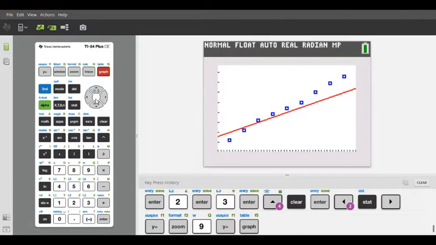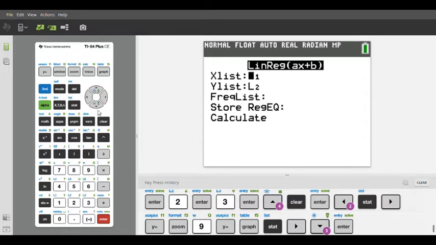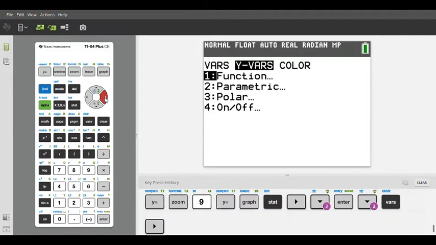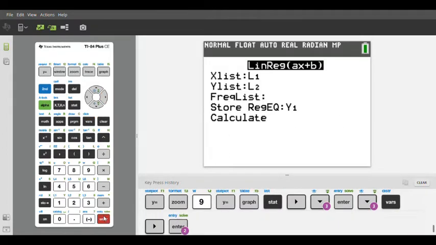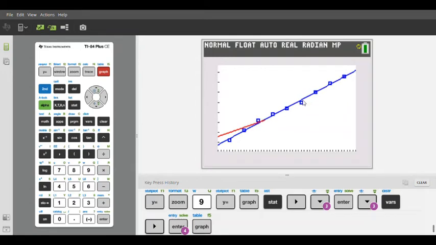Okay. Now, if we want to find the best fit line, what we're going to do is we're going to hit that stat, calc, and then we're going to do a linear regression. Okay, just like we did before. I'm going to store the equation in y1. Remember to do that, we go vars, y vars, function, y1, and we calculate. Okay, so our equation for this line is y equals 0.1555x plus 34.277777 repeating.